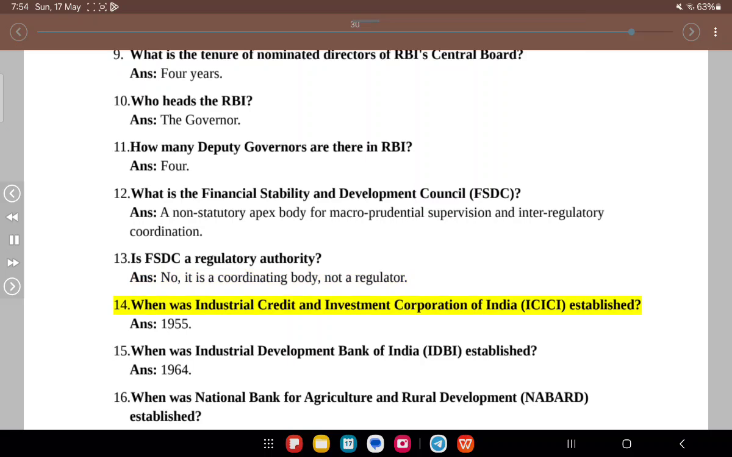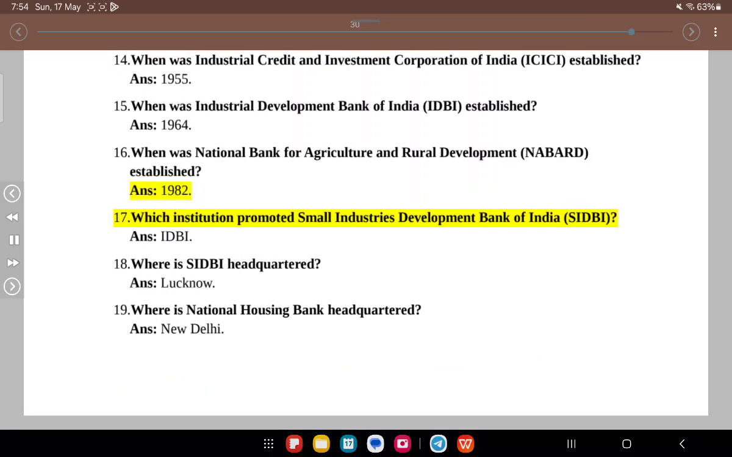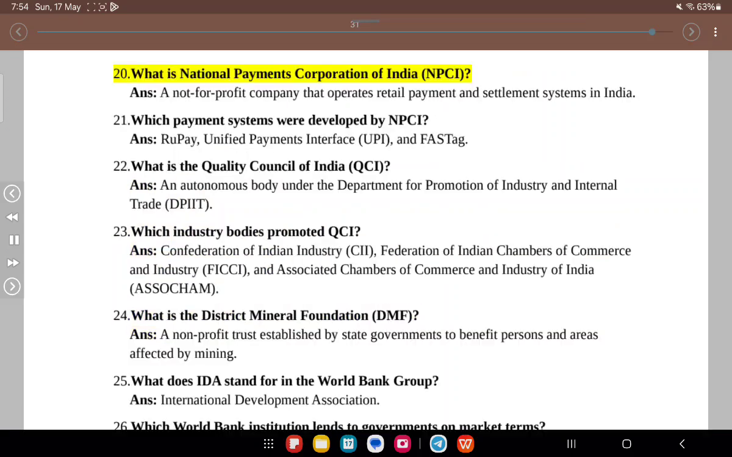14. When was Industrial Credit and Investment Corporation of India (ICICI) established? Ans. 1955. 15. When was Industrial Development Bank of India (IDBI) established? Ans. 1964. 16. When was National Bank for Agriculture and Rural Development (NABARD) established? Ans. 1982. 17. Which institution promoted Small Industries Development Bank of India (SIDBI)? Ans. IDBI. 18. Where is SIDBI headquartered? Ans. Lucknow. 19. Where is National Housing Bank headquartered? Ans. New Delhi.